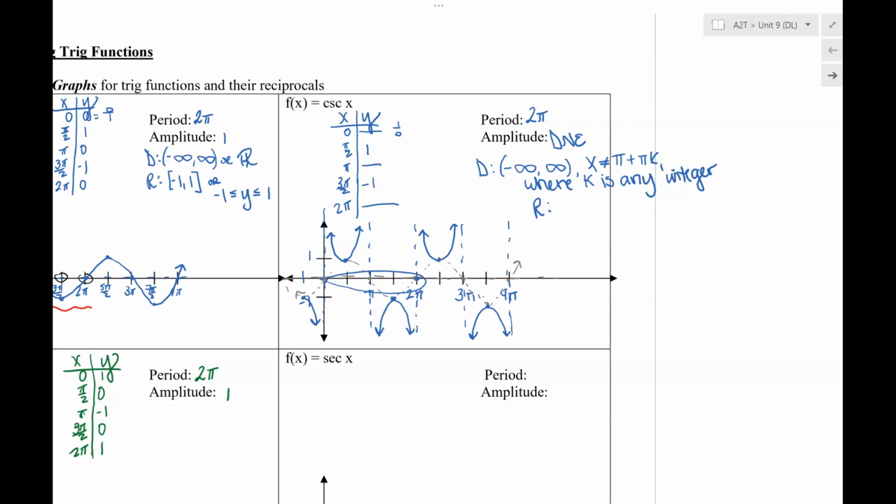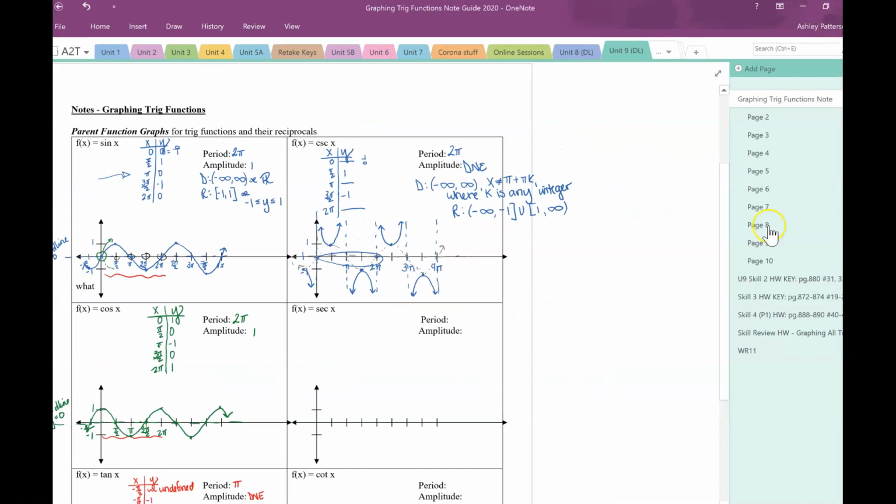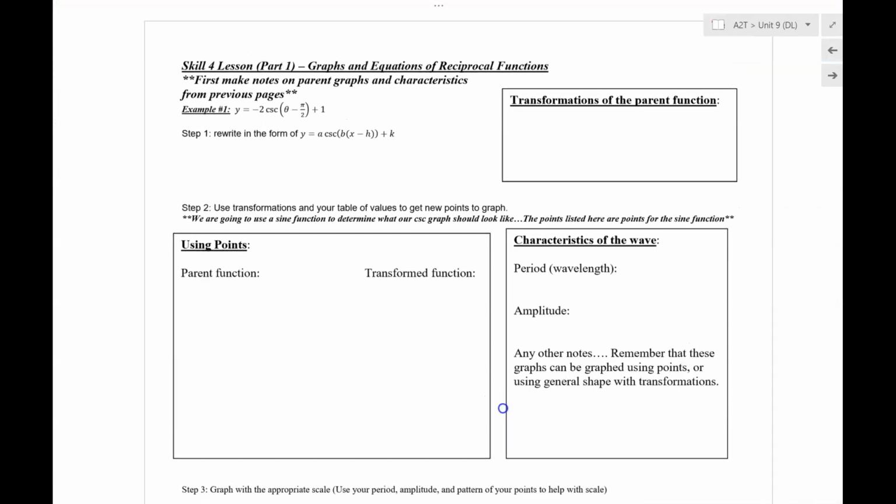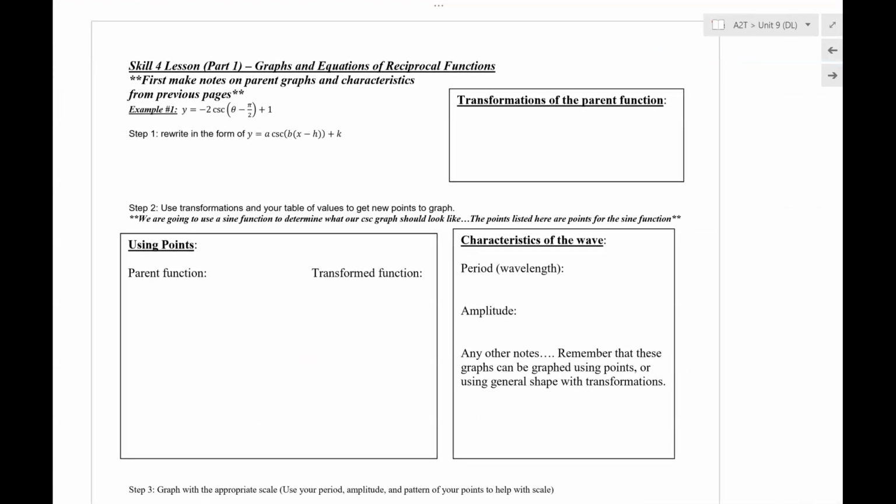Okay, our range goes from negative infinity to -1, inclusive, union 1, inclusive, to positive infinity. Okay, so there's cosecant. Let's go ahead and graph cosecant with a transformation. So that's page 8 of your notes. Okay, remember we need to always factor out the b value, but here we don't have one. We have a as -2. So that means we're going to have a vertical reflection because there's a negative in front of the a value. We're going to have a vertical stretch.